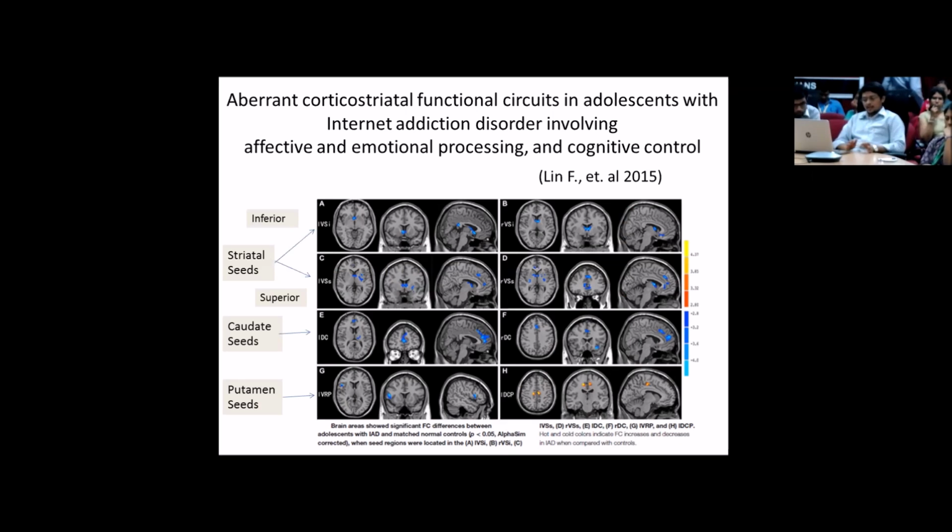And they found that there was reduced functional connectivity from the ventral striatum and also from the caudate seeds to the other regions in the brain. Whereas in the putamen seeds, you can see in the right hand corner that there was increased connectivity, and they suggested that there is a ventral to dorsal shift that is happening. The internet addicted individuals had a reduced connectivity in the ventral striatum and the caudate seeds, whereas they had more connectivity in the putamen seed, which is more of a compulsive or a motor dependent circuit.